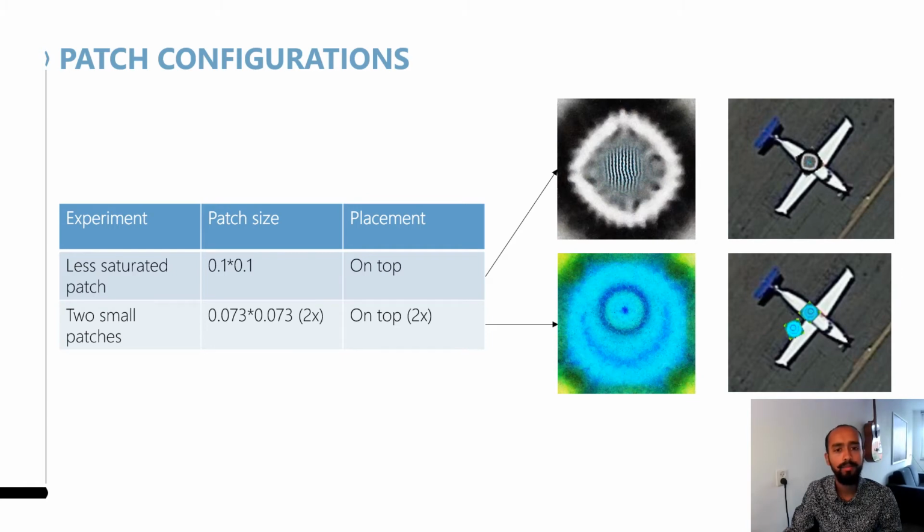At last, we experiment with multiple small patches instead of a larger patch, because two smaller patches can be more practical to place on top of an object, especially if the object has an irregular shape. The final patch of the last experiment coincidentally looks an awful lot like a one-eyed smiley.